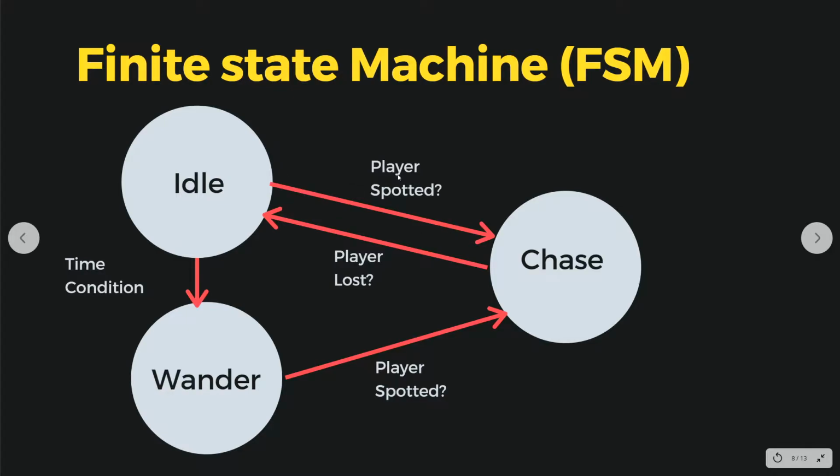First one we have, is player spotted? Well, if the enemy spots the player, so if our agent has the target, we can move to our chase state. On the other hand, we don't want the enemy or NPC to just stand still and do nothing. We can quite easily implement a simple wander state. So wander state makes our enemy choose a random direction and just simply walks towards it. So we have our time condition, and after some time our enemy will start wandering around.